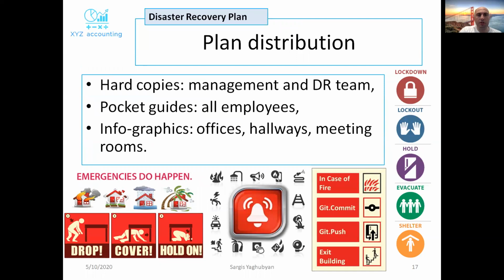For the plan distribution, we identified that we will need to have hard copies distributed to management and disaster recovery team members. Pocket guidelines, like laminated pages, will be given to all our employees. We also designed and posted infographics in our offices, hallways, and meeting rooms, as demonstrated in our slide, with guidance on how and where to evacuate during any disaster or any unforeseen event.